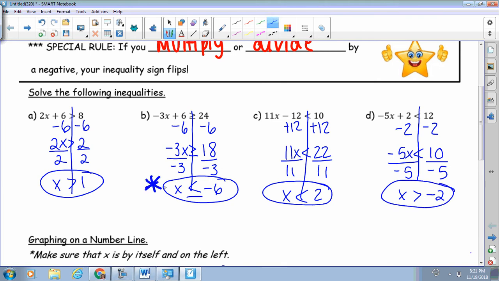Notice the ones I put stars by. That means my sign had to flip. I divided by a negative number. Sign had to flip. It was greater than, now it's less than. Less than, now it's greater than.